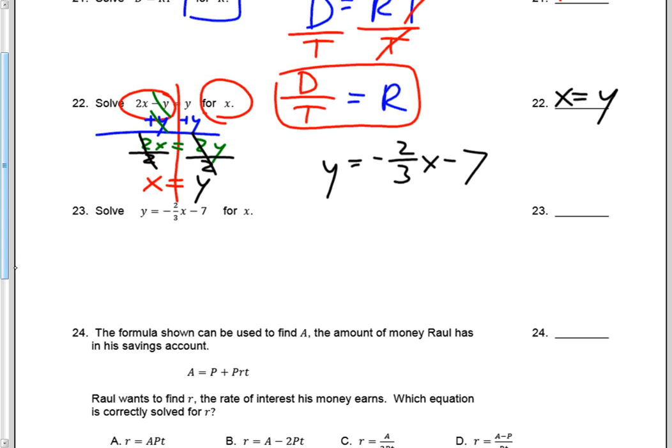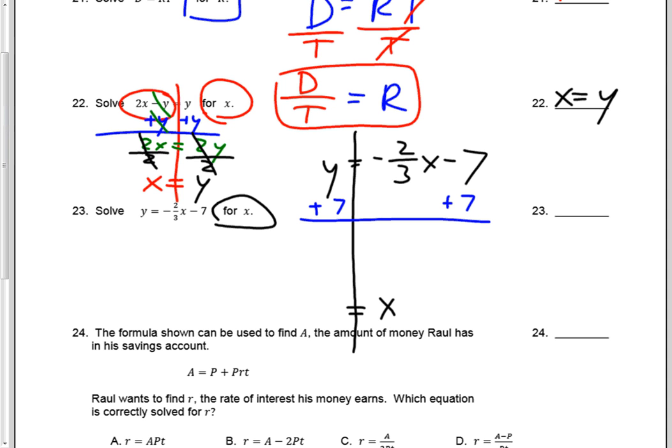'23 was the one I thought would give you trouble. What am I trying to get alone? X. So I make a line, and at the very bottom, this is what I want. I want that all by itself. How do you get rid of minus 7? Add 7. You don't have to do any work. You just write down y plus 7. There's nothing to do there. This goes away. Negative 2/3 x.